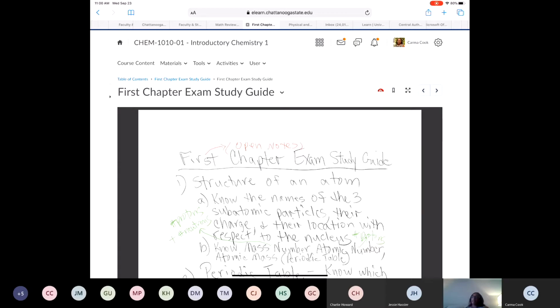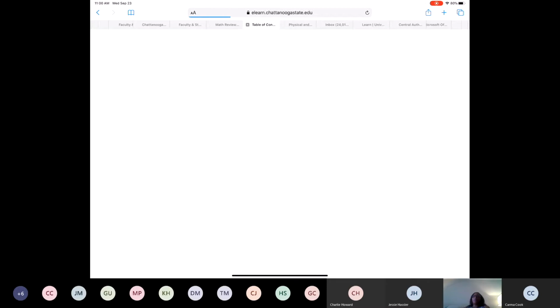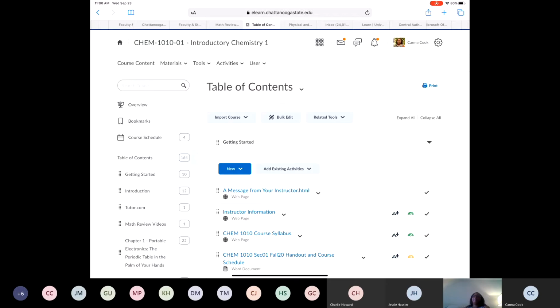Now, the exam is going to be taken, of course, at home on your computer via eLearn and Connect. And so when you're ready to take your exam, make sure you're in a quiet place where you can focus. You will have 75 minutes to complete the exam. So once you start the exam, you have to finish it within that 75-minute time frame.